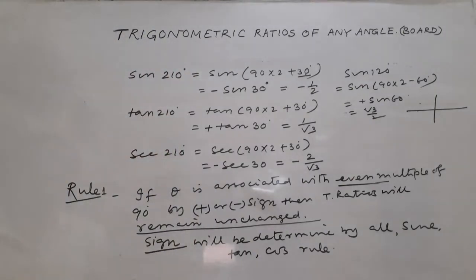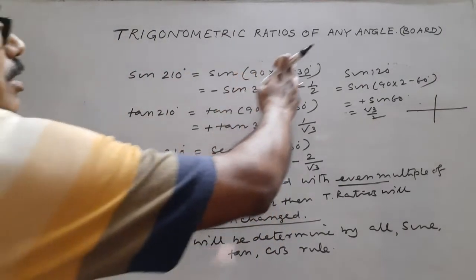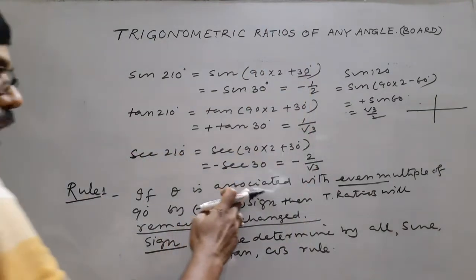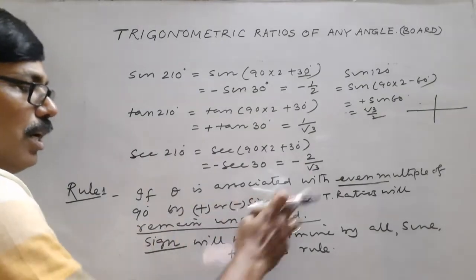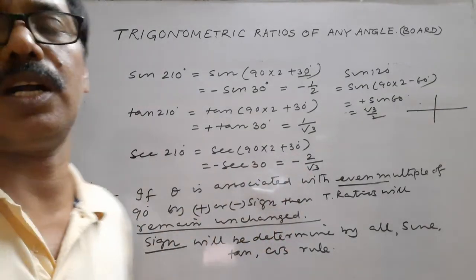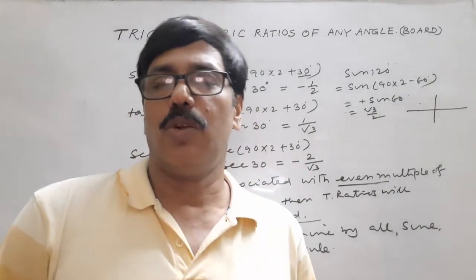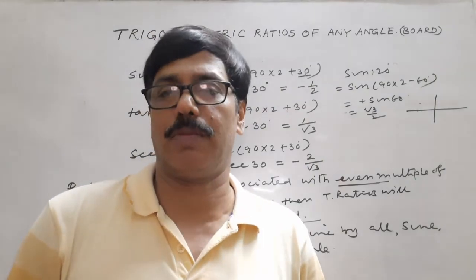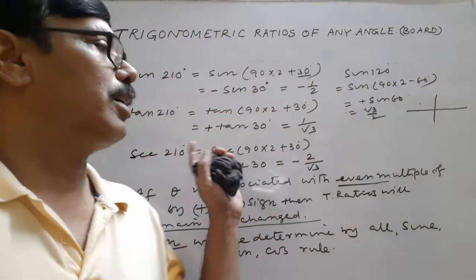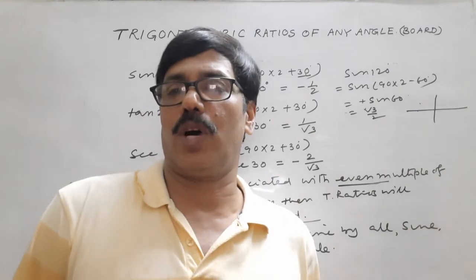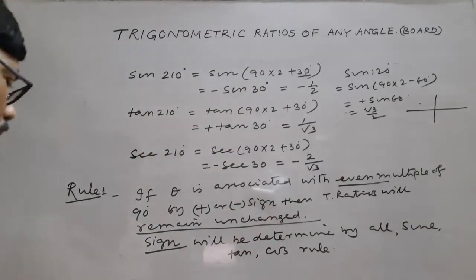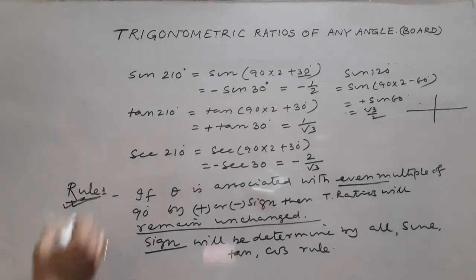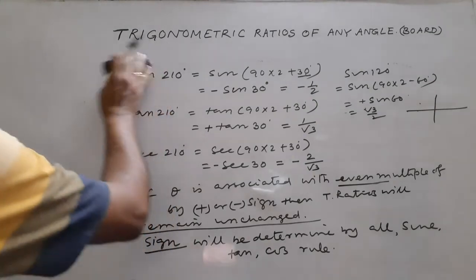Now you may say this is 180 plus 30. So if theta is associated with a multiple of 180, then the T ratio will remain unchanged. 180 means even multiple. So it is a multiple of 180, then T ratios will remain unchanged. Or you can use this one.